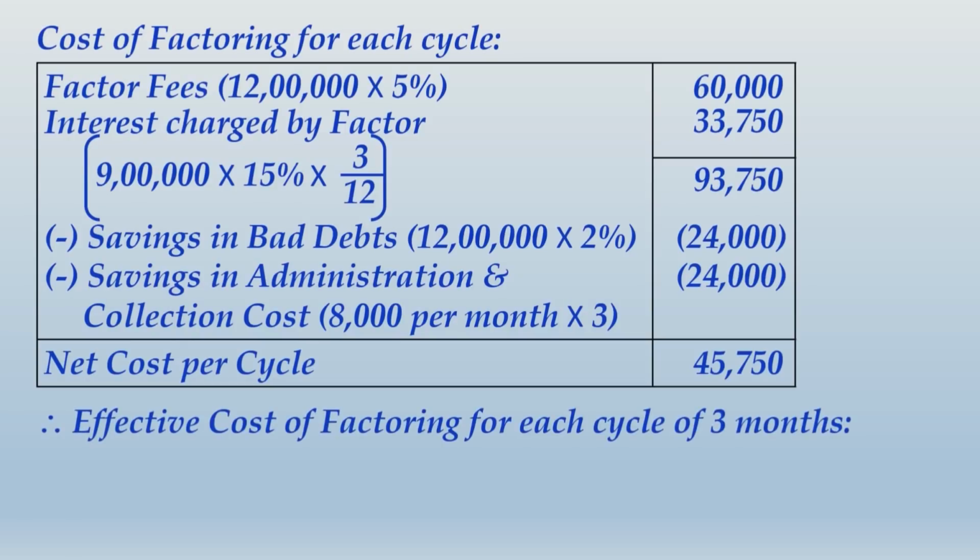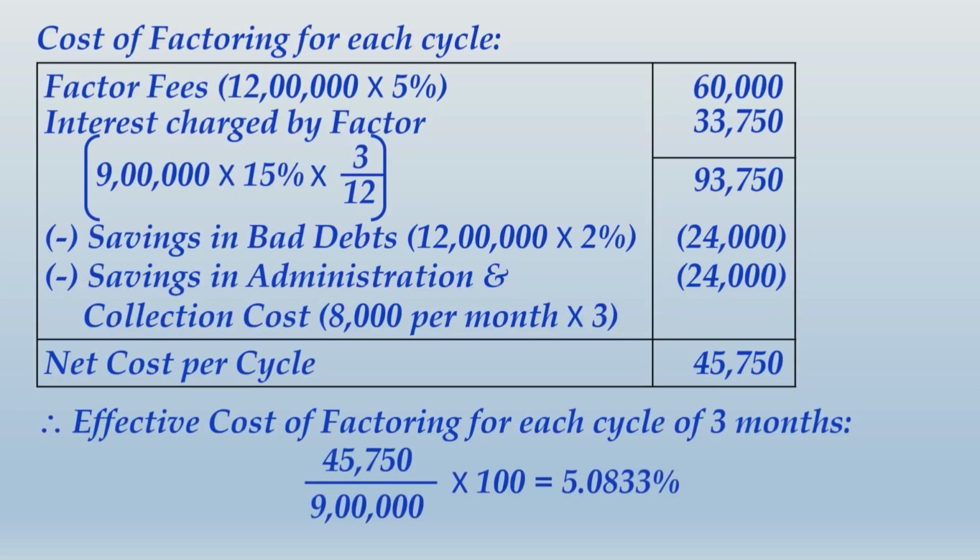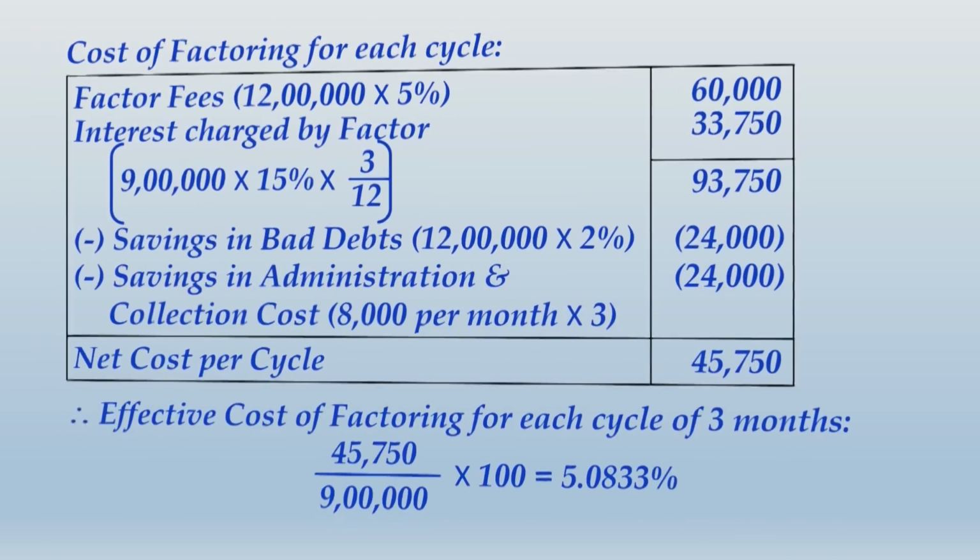So effective cost of factoring for each cycle of 3 months will be 45,750 divided by 9 lakhs into 100. That comes to 5.0833%. Look into one thing, the base remains 9 lakh, but because you have decided to compute the cost of factoring on a per cycle basis, the numerator has got changed. Now this is cost of each cycle, and there are 4 cycles in a year. When you multiply this by 4, what you will get is the annual cost of factoring.